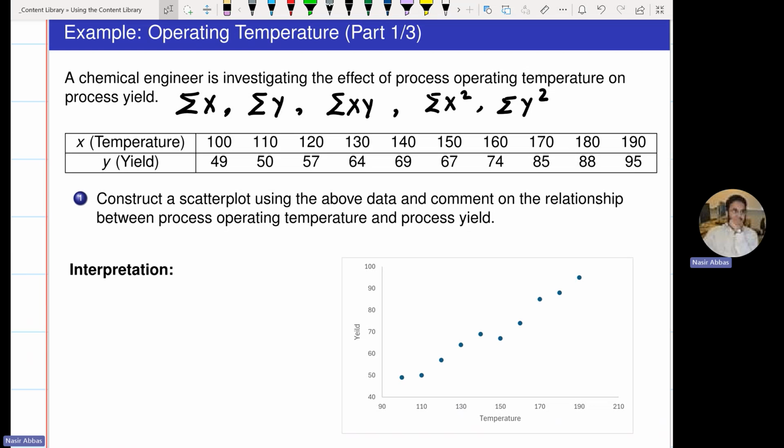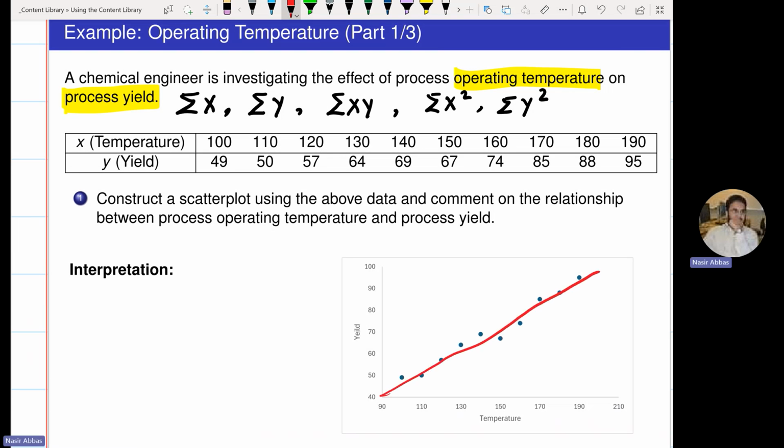Let us talk about part 1. We constructed a scatter plot for the above data. Can you comment on the nature of relationship between these 2 variables? What are the variables? X is the operating temperature and Y is the process yield, the process output. So if the temperature is increasing, the yield is going up in general, right? So it's a strong linear positive relationship.